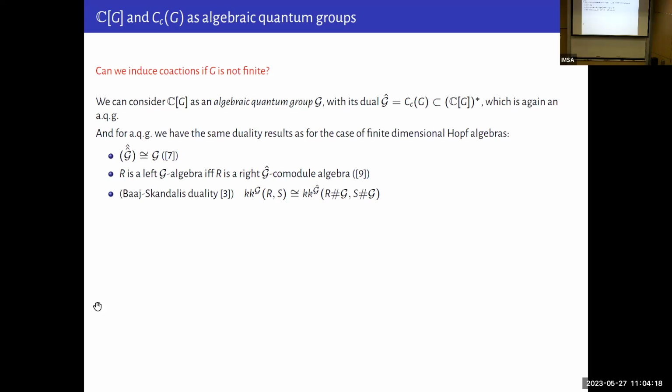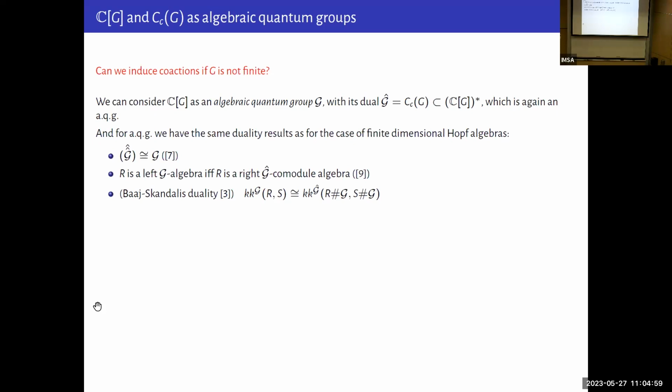And we can also consider the group algebra as an algebraic quantum group, for G a group. In this case, the dual as an algebraic quantum group is the algebra of functions from G to complex numbers, but which have finite support. This is contained in the whole dual, that is, all functions. So this G hat is again an algebraic quantum group, and this is the duality result that resembles the case of finite dimensional Hopf algebras. So we take the dual twice and we recover the original quantum group.